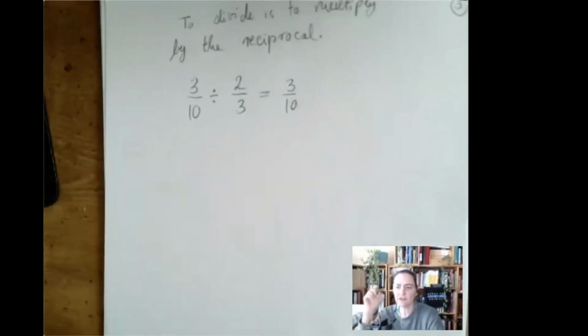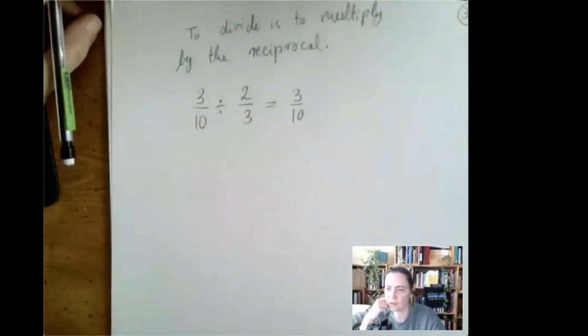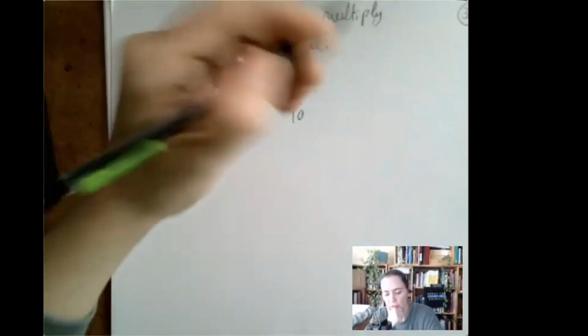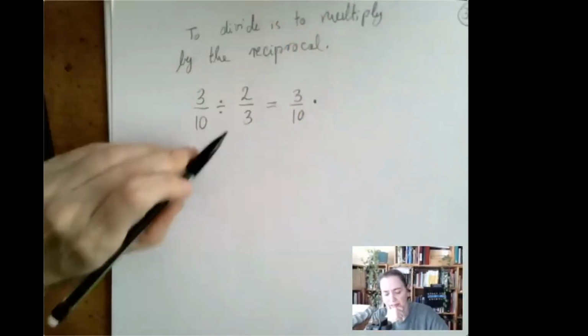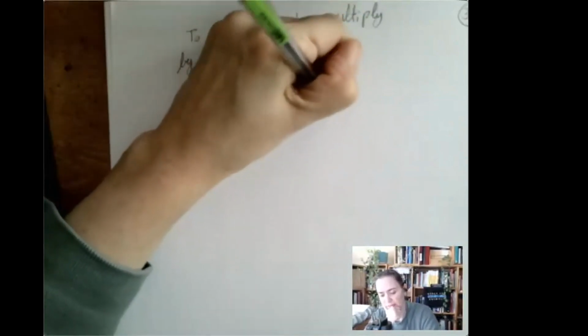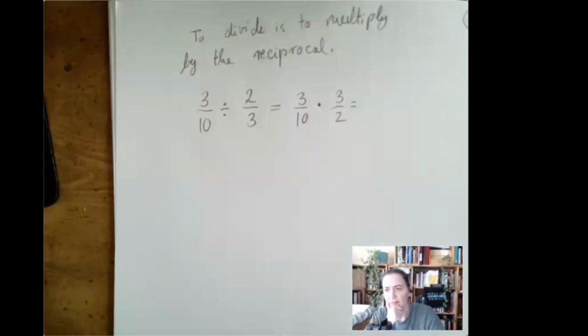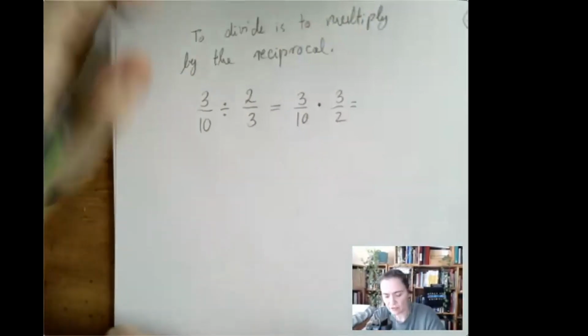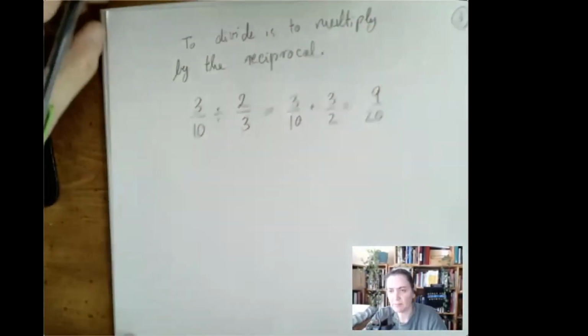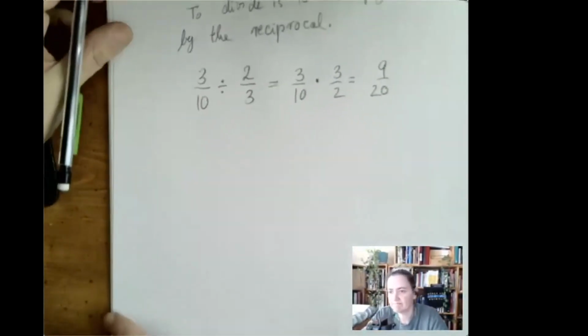So 3 over 10 divided by 2 over 3 would be: you take 3 over 10 and rewrite it. This is very analogous to subtract is to add the opposite. But to divide is to multiply by, and we flip-flop this, so we get 3 over 2. And now you know how to multiply fractions. 3 times 3 is 9, 10 times 2 is 20, nothing to simplify. So that's how you do it.